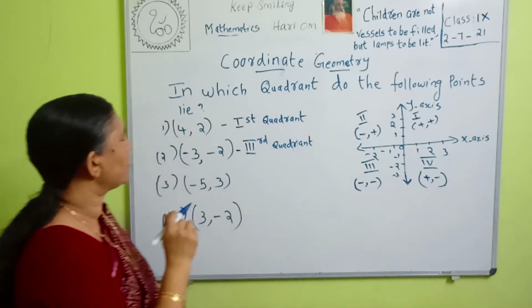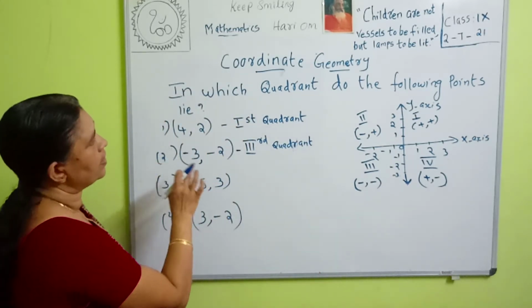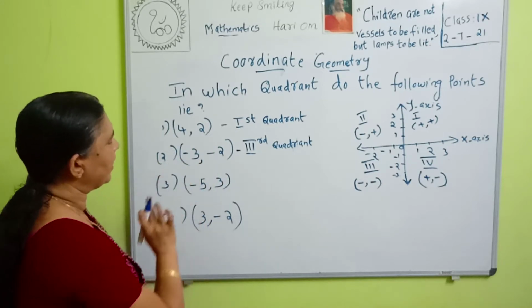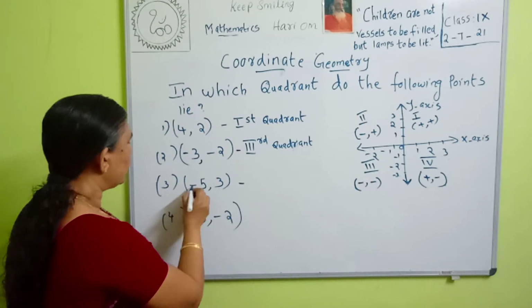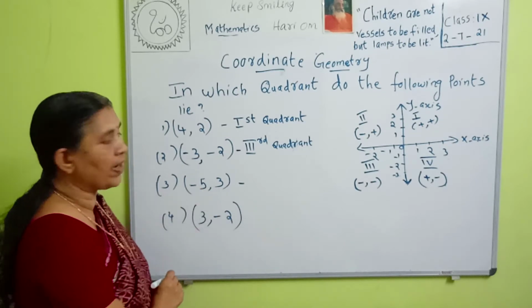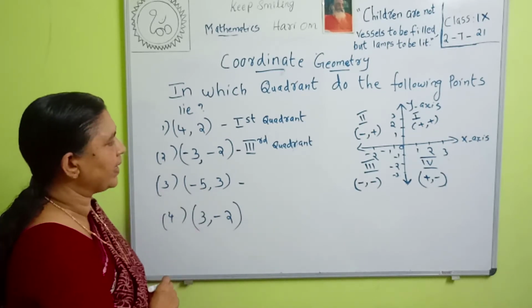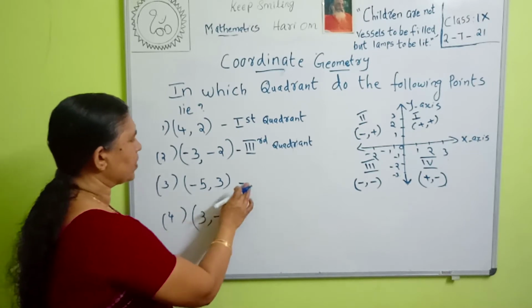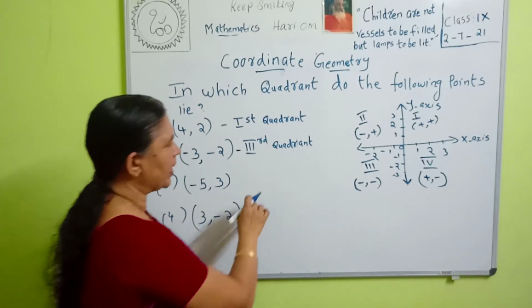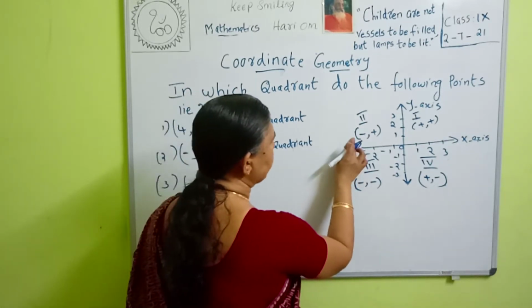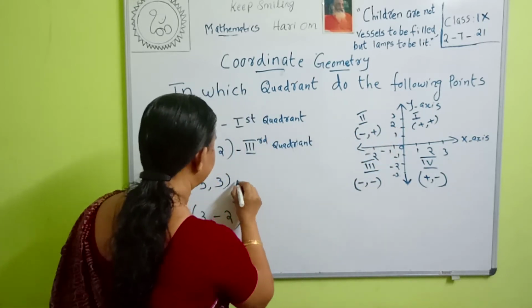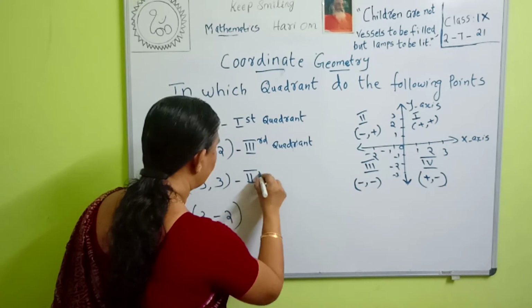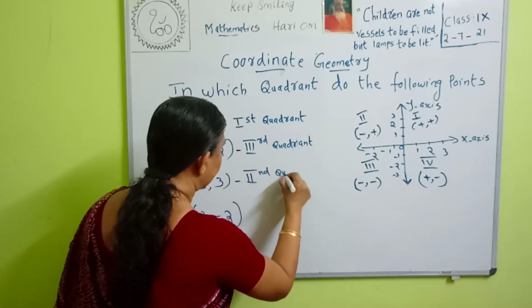Then what is our third question? Third question is (-5, 3). Here the x coordinate is negative and the y coordinate is positive. Then it lies in which quadrant? The x coordinate is negative and the y coordinate is positive. So it lies in the second quadrant. So here we can write second quadrant.